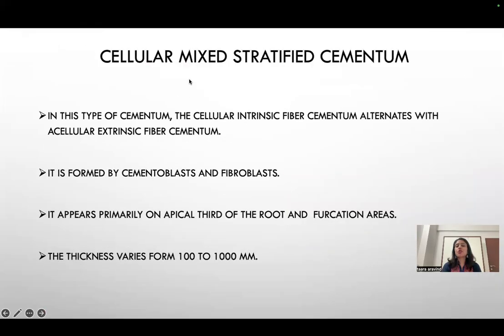The next form of cellular cementum is cellular mixed stratified cementum. In this type of cementum, the cellular intrinsic fiber cementum alternates with acellular extrinsic fiber cementum. It is formed by cementoblasts and fibroblasts. It appears primarily on the apical third of the root and furcation areas. The thickness varies from 100 to 1000 micrometers.